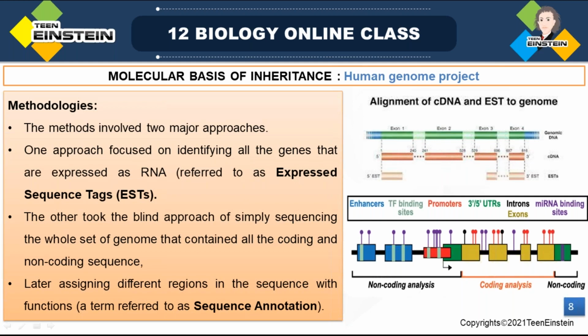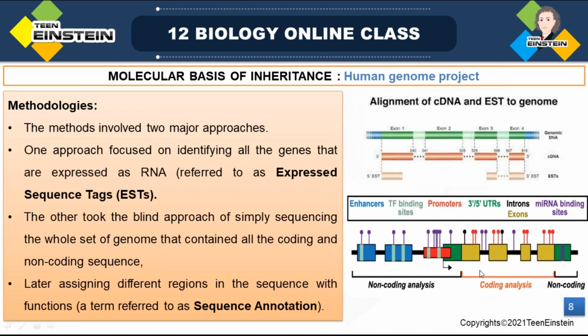But in the case of sequence annotation, coding regions are there, non-coding regions are there. The whole thing is getting sequenced, whether it is coding or non-coding. That's why we are saying it is a blind method. Later, different regions in the sequence are assigned functions. First everything is sequenced, then the function is assigned to the coding regions.